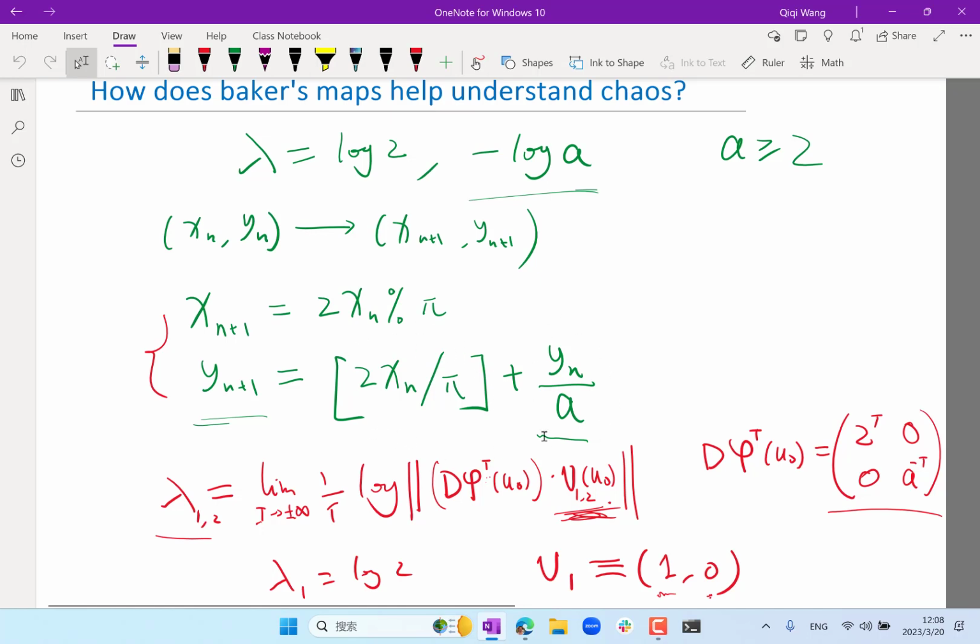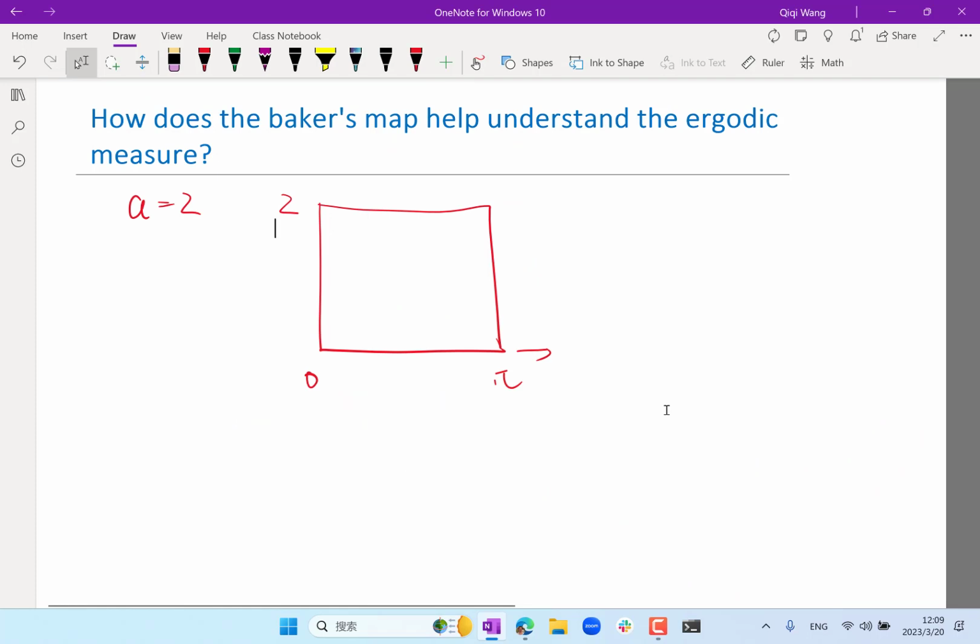Okay, and the second number here: if the first number is 0, so if the previous y is between 0 and 2, then divided by a is going to be between 0 and 1, and the first number is always 0 or 1, so the summation can never be greater than 2. So that's why I put 2 over here. And then let's look at how, if I have an initial condition that's uniformly distributed over the whole domain, what is going to be the next iteration.